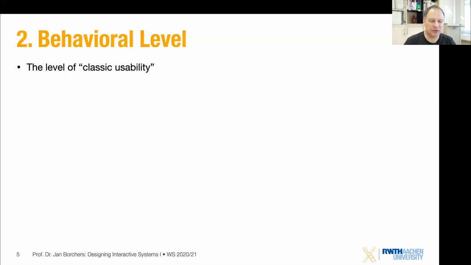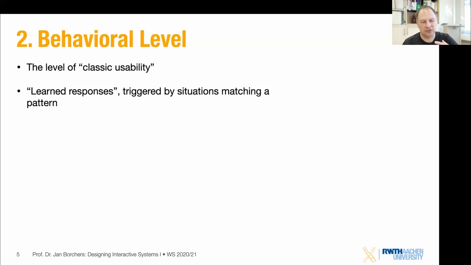The second level is the one that we've talked about mostly so far. It's the level of what you could call classic usability, where you have a system and you are asking yourself, is the system reacting to me according to my expectations? So this is where we apply the learned responses, which are triggered by any situation that's matching a pattern. So this is not how a button, for example, physically feels, whether it feels high quality or not. That would be the visceral level, but more what we associate with it.